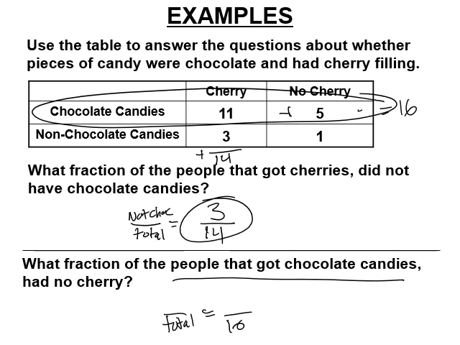What fraction of the people that got chocolate candies had no cherry? Well, 5, right? Not cherry. Right, so 5 out of the 16, or 5/16 of the chocolate candies had no cherry.